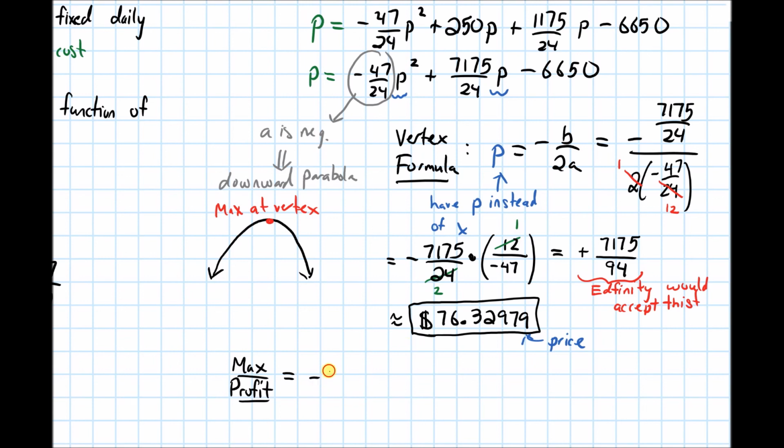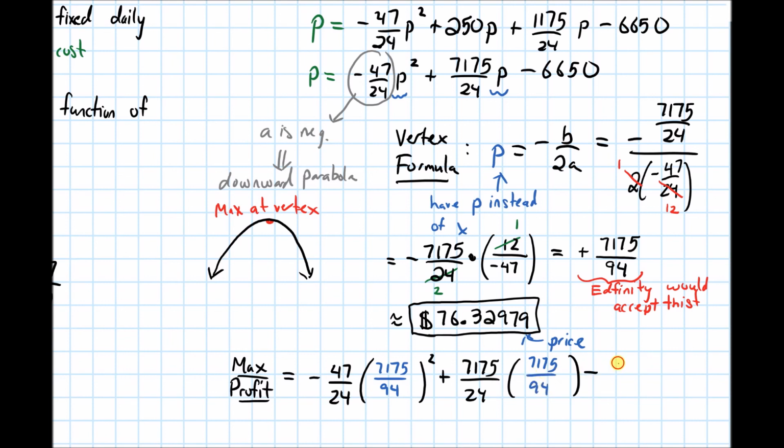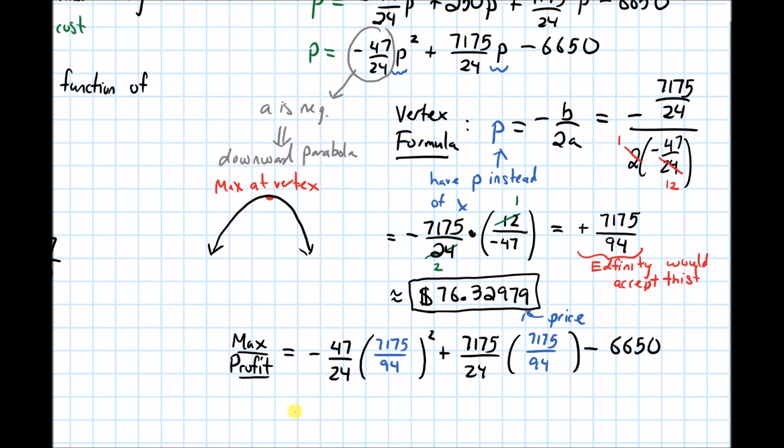So doing that, we'd get the max profit is negative 47 over 24 times the price squared, so times 7175 over 94 squared. And the next term is 7175 over 24 times the price, which was 7175 over 94. And then finally we have minus 6,650. Okay, and if I plug this into a calculator, this ends up being about $4,759. And I'll go to 5 decimal places again, 71298. Okay, and that is our maximum profit.